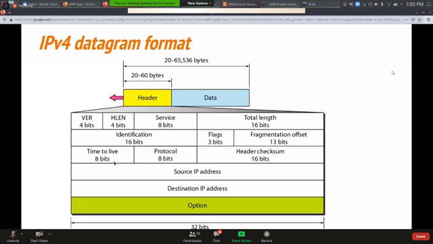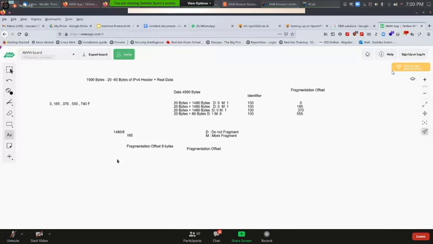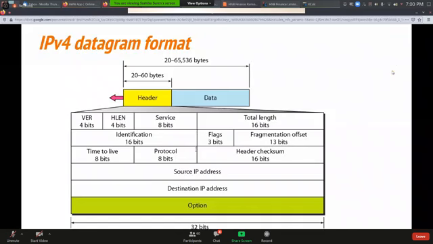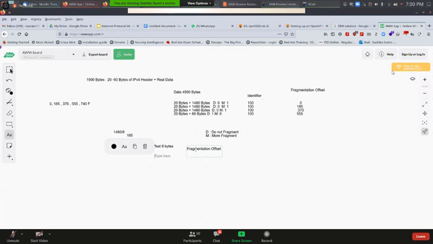Normally, it says the 8-bit TTL value for an IPv4 data packet is 255. That means whenever the data packet passes through a router, the router will reduce the number by one. They will deduct one from 255.